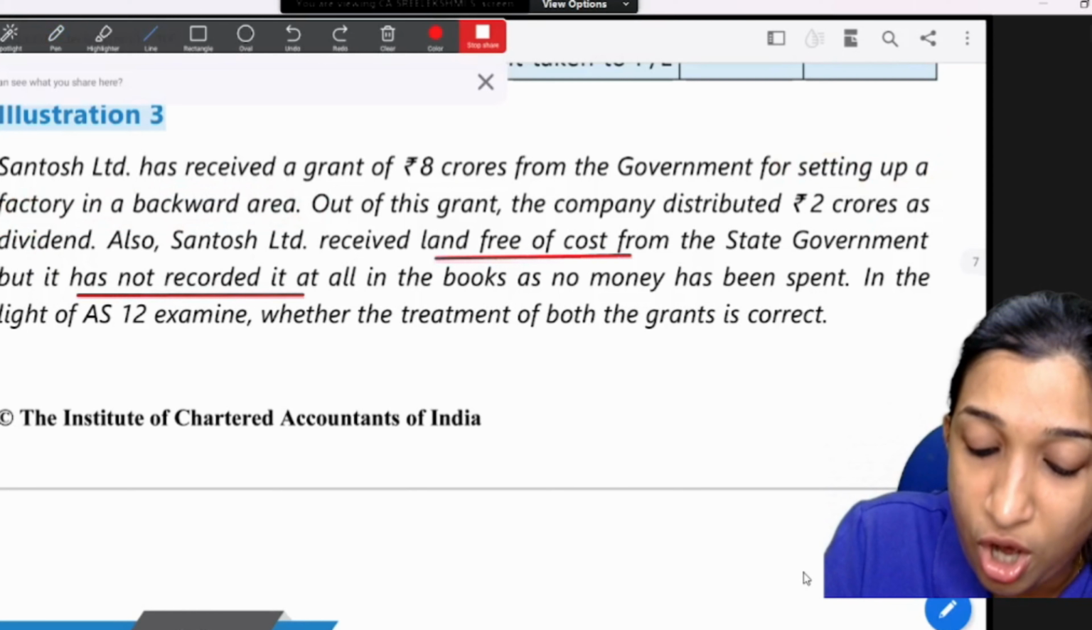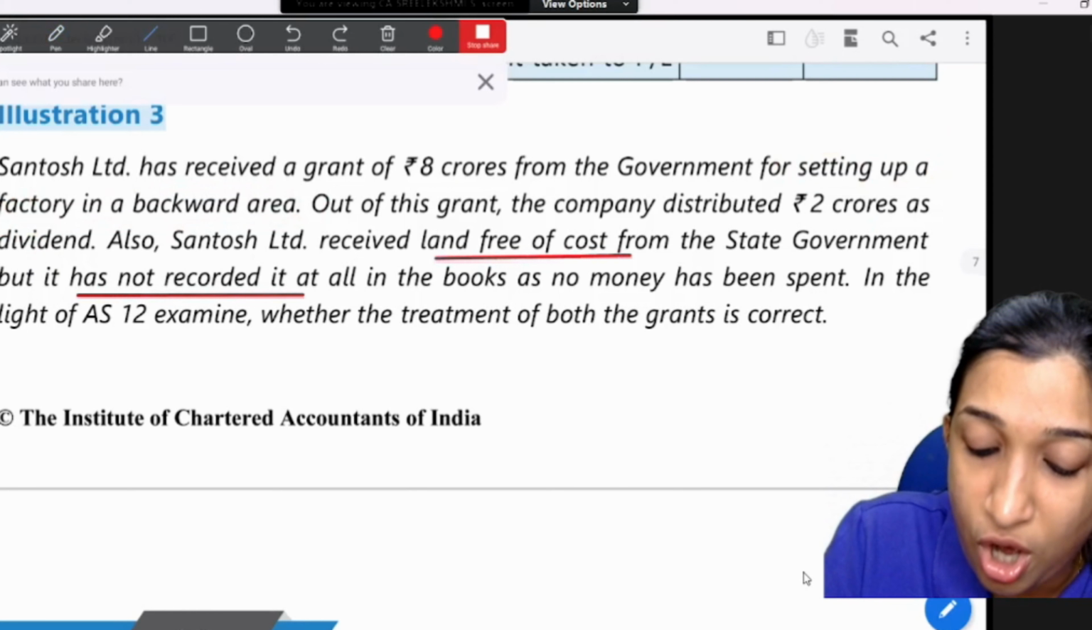So, first point, government grant received to acquire non-depreciable asset. The grant is to purchase land or grant as a promoter's contribution. Grant in the nature of promoter's contribution means government is giving you funds when you are starting a business, when you are setting up a business. So if it is in the nature of promoter's contribution, grant amount should be credited to capital reserve. Are you clear? Yes.